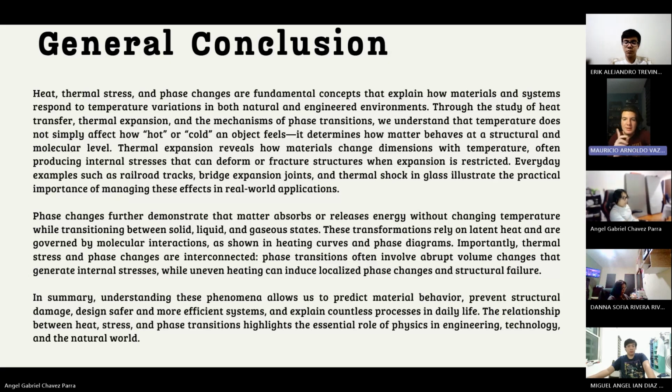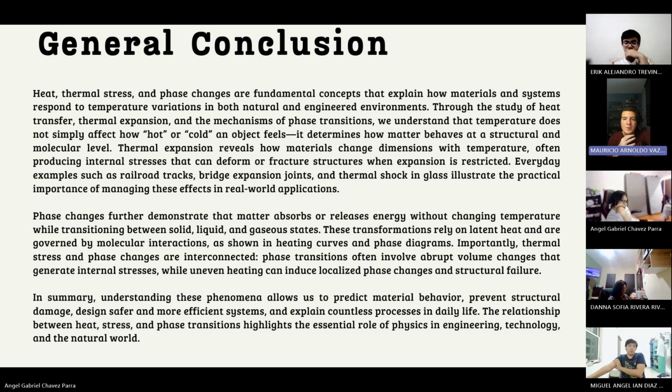Thermal stresses in phase changes interact, and phase transitions often involve a large volume change that generates internal stresses, while uneven heating induces localized phase change and stress in parallel.